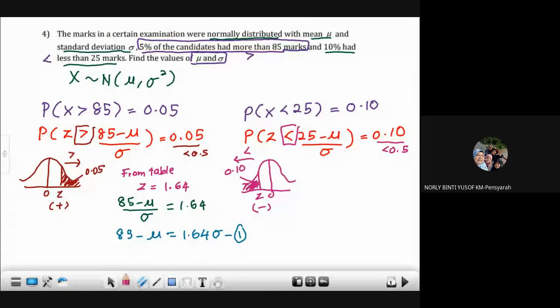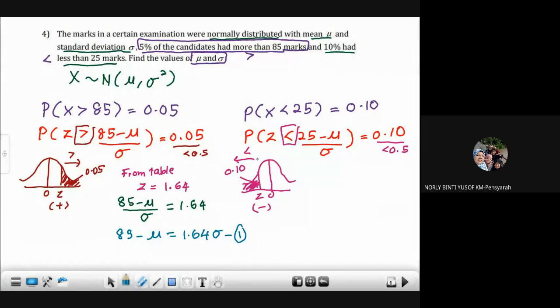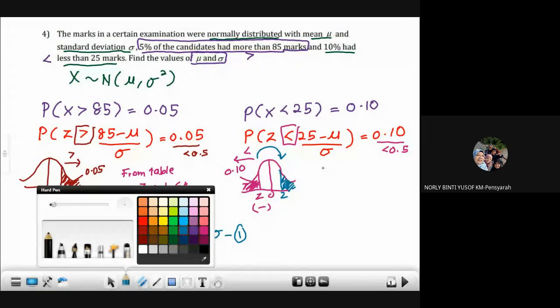But we cannot read this region from the table. So by the symmetrical concept, it will be the same as the right tail. That means your Z value is the same region as for greater than. So we read the table for greater than. Because of symmetry, the Z we read, we later make negative. But we read it from the blue table, because of the concept of symmetry.